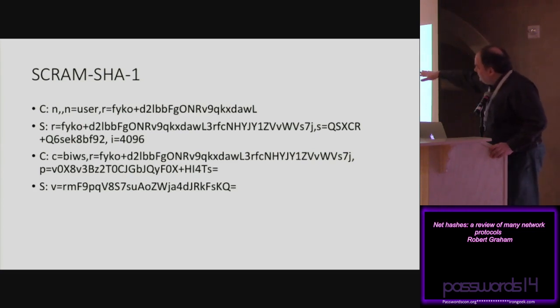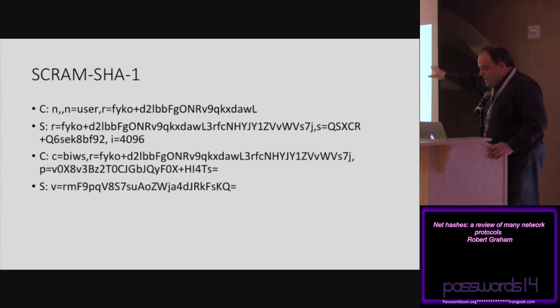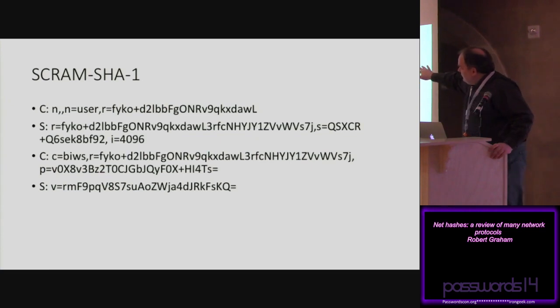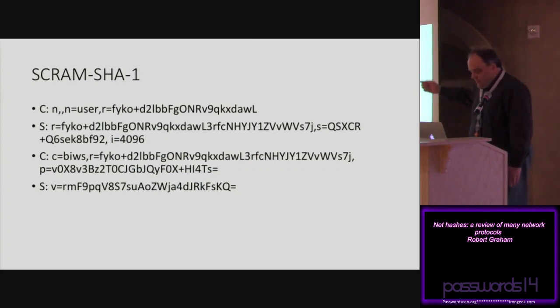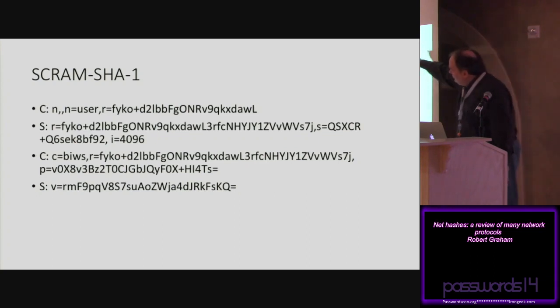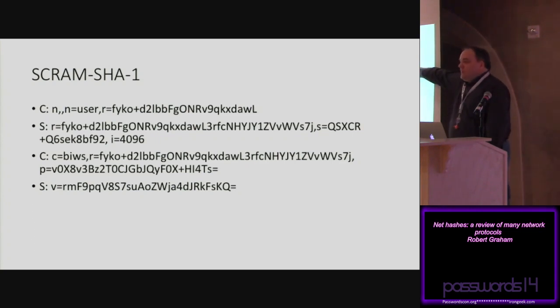The client connects, and it says the user name is user in this case, which is kind of bad. I should put Rob here or something. And it gives a random string. And the server comes back and says, okay, I'm going to take the random string and add some more random characters to it. That will be the challenge. And by the way, the salt that adds to this password is this salt string. And by the way, the iterations is 4,000 times rehashing the password. So that's what I've done to the password. But by the way, it's SHA-1.